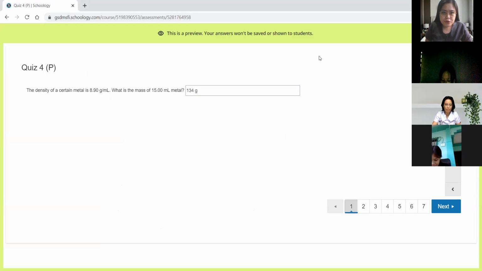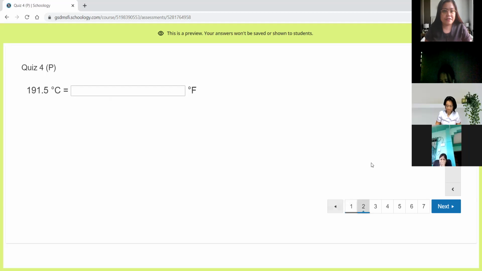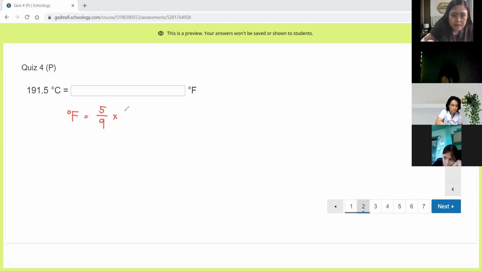I hope you haven't forgotten the rules on significant figures. Now this one, 191.5 degrees Celsius, you have to convert into degrees Fahrenheit. If we convert this one, we will use the formula degrees Fahrenheit is equal to 5/9 times degrees Celsius plus 32. Or you can use 1.8 here.